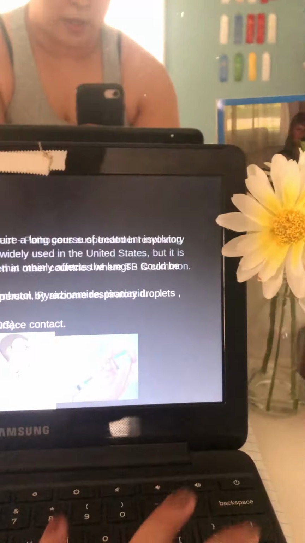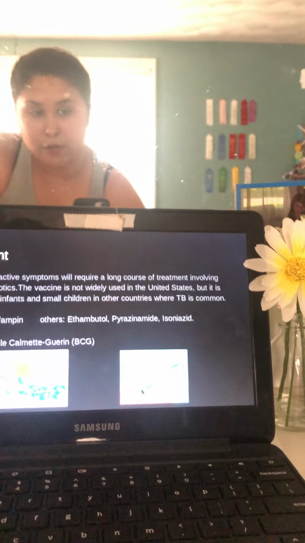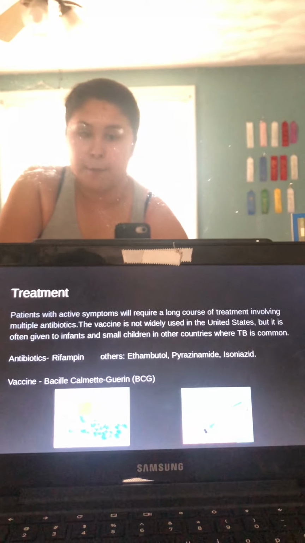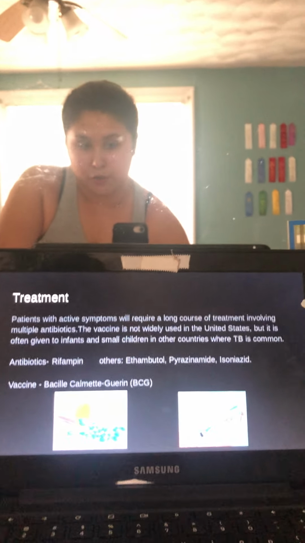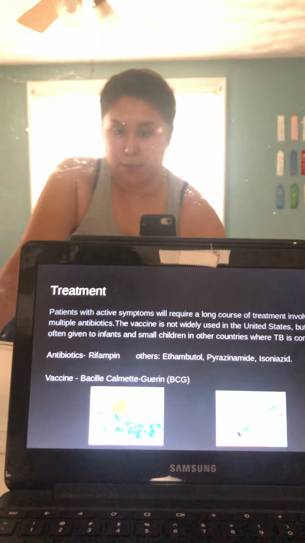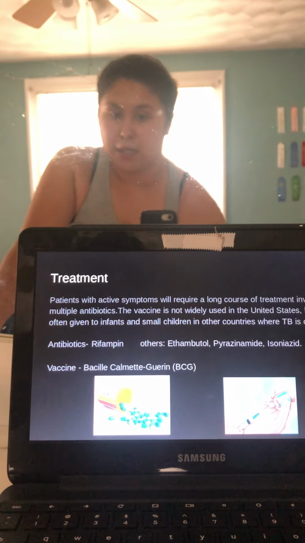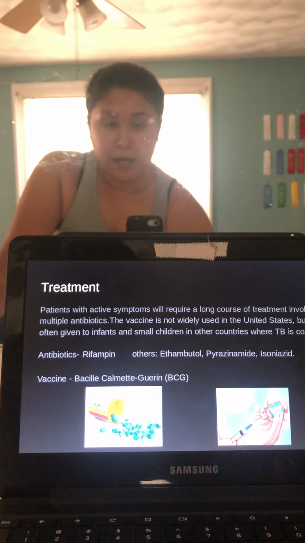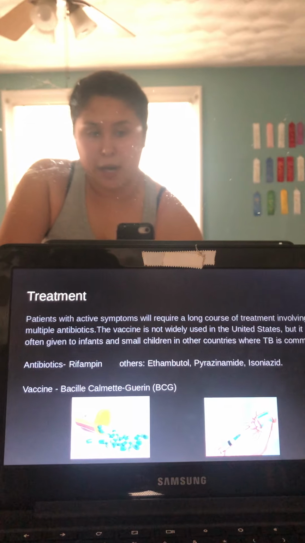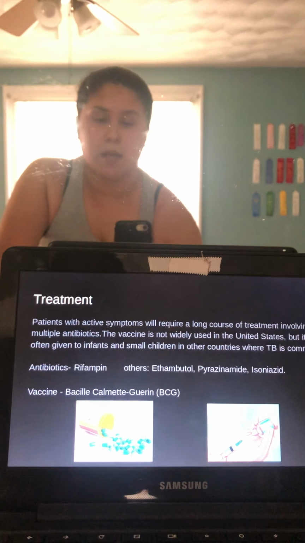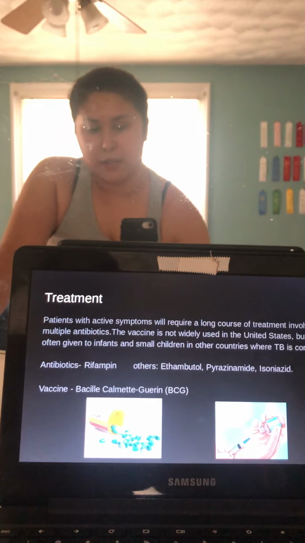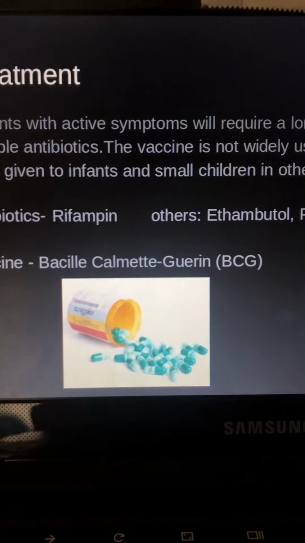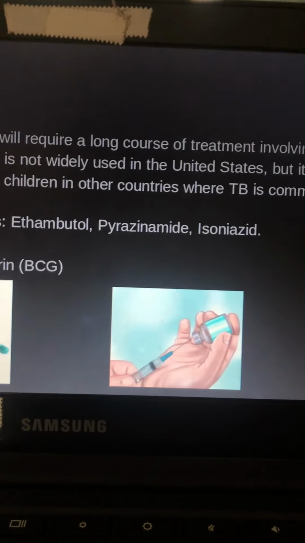Treatment. Patients with active symptoms will require a long course of treatment involving multiple antibiotics. The vaccine is not widely used in the United States, but it is often given to infants and small children in other countries where TB is common. Some antibiotics, mainly rifampicin, which was the most common. Some others that popped up were ethambutol, pyrazinamide, or isoniazid. The vaccine is bacillus Calmette-Guérin, or BCG. And that is just a picture of antibiotics and vaccine.